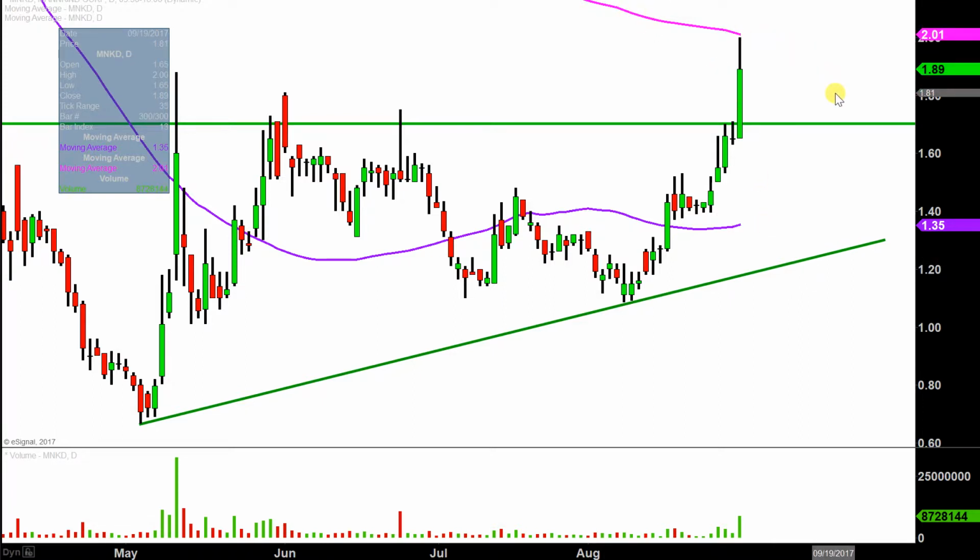So all in all, though, great looking chart. And as long as the price keeps on building higher bases, overall things will take care of themselves.